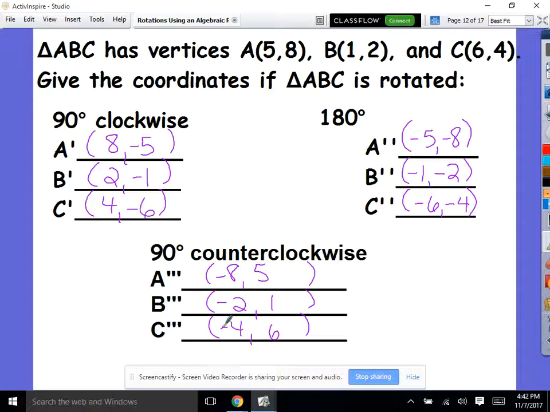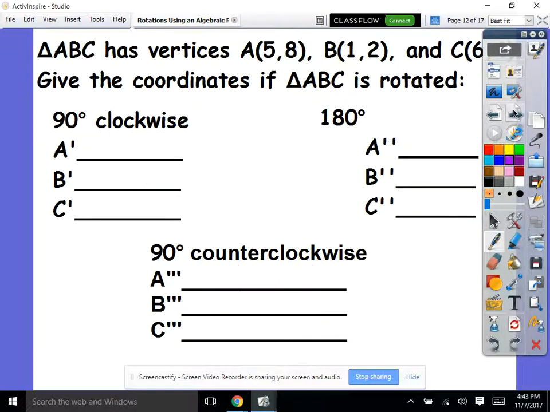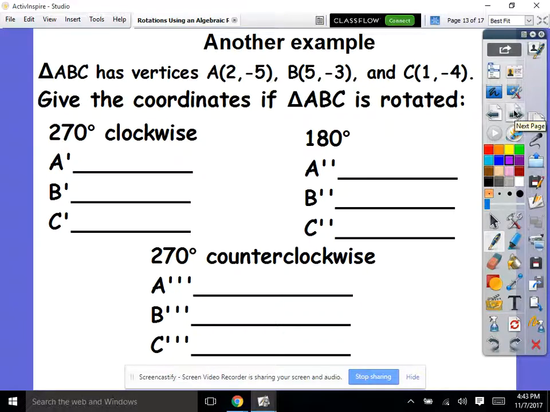So for a 90-degree clockwise rotation, I'm not going to do that because that might confuse you. We'll talk about it in class tomorrow. All right, let's try another one.